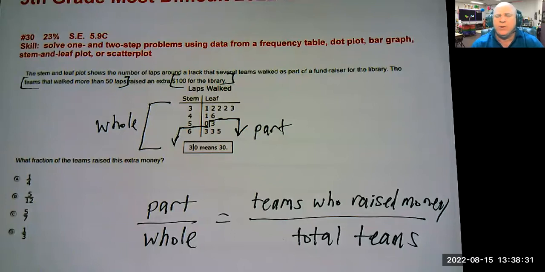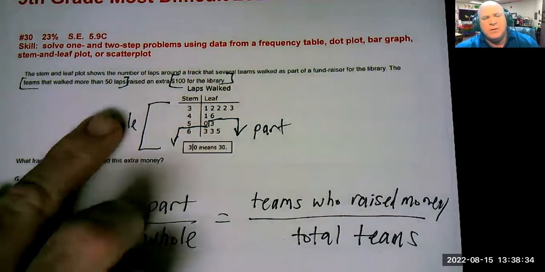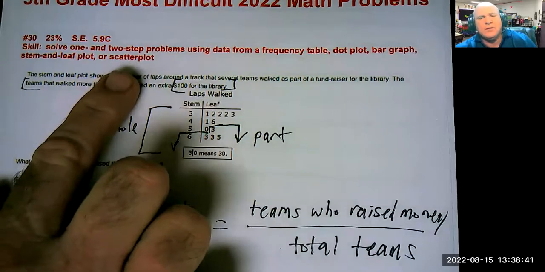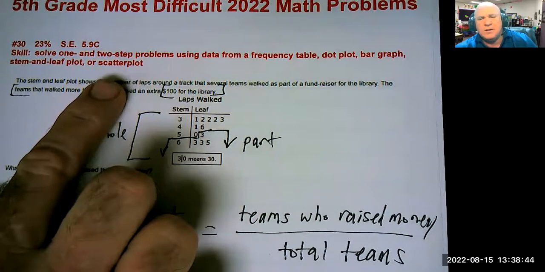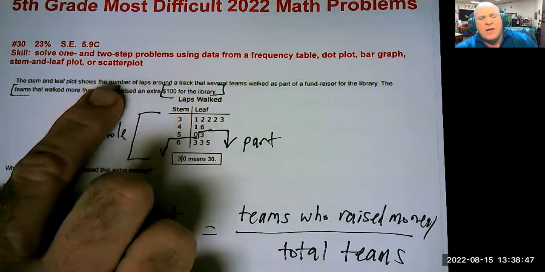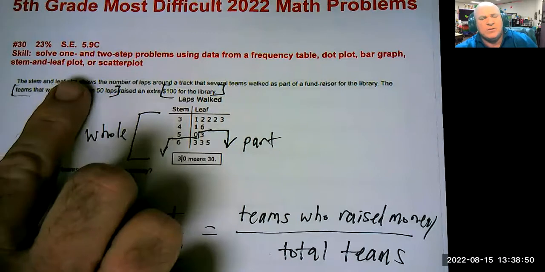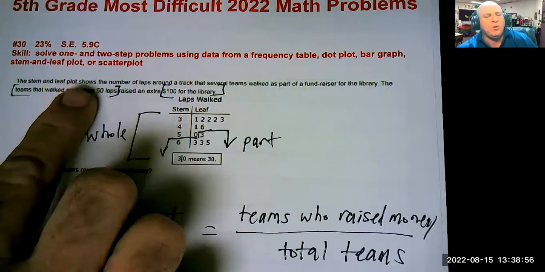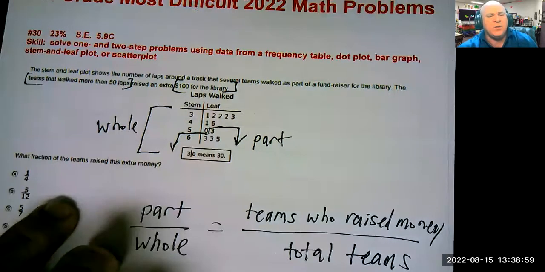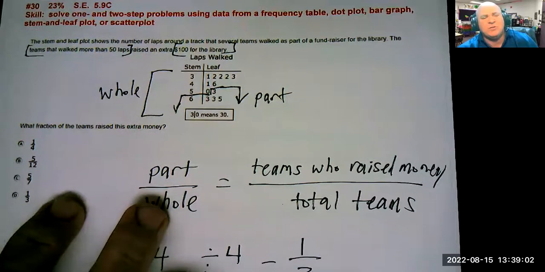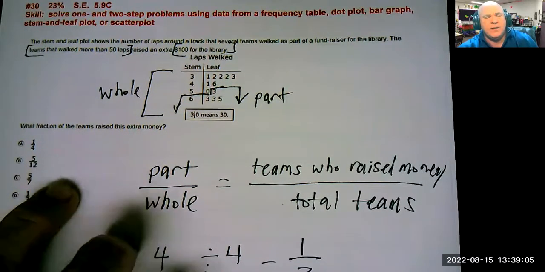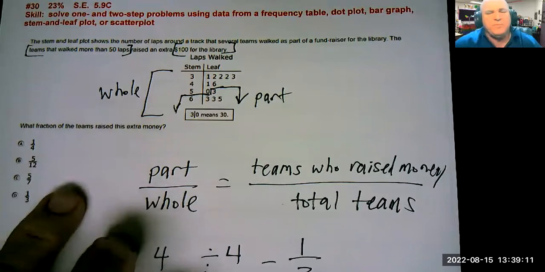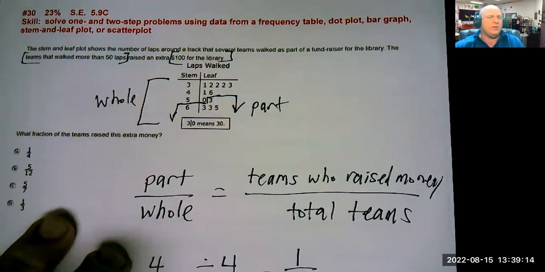So I want you to notice that it's basically the skill, because we're not all from the same state. It's 1- and 2-step problems using what we're going to call here stem and leaf plot. It happens to be a 2-step problem because your kids had to, on the first step, figure out what the fraction part and whole were. Then, because it wasn't in the answer choices, they had to reduce that to an equivalent fraction. So let's take a look at the problem and the question.